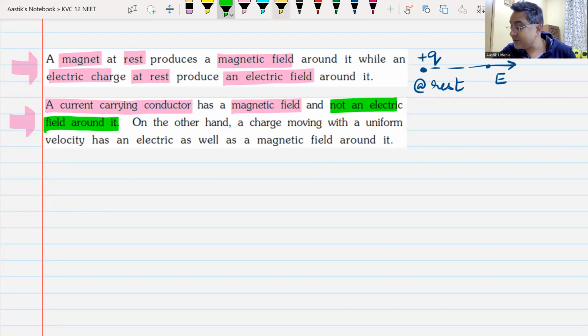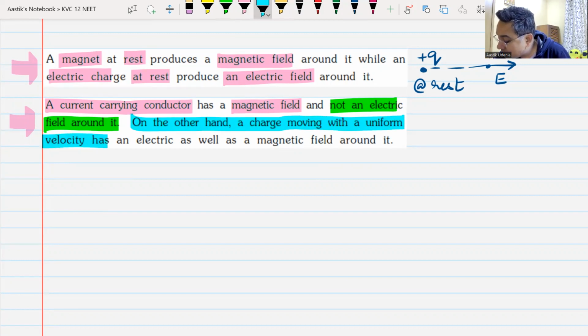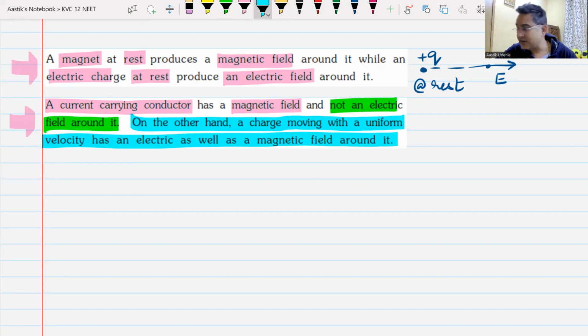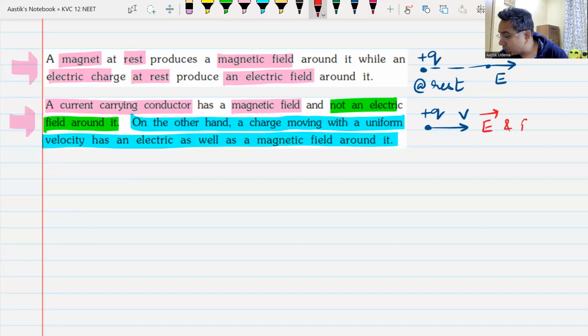On the other hand, and it is very important for you to understand, a charge moving with a uniform velocity creates electric as well as magnetic field. Remember these points can come in your exam. That means if I have a charge which is moving with a constant velocity v, it will create both electric field as well as magnetic field. Do we understand this?